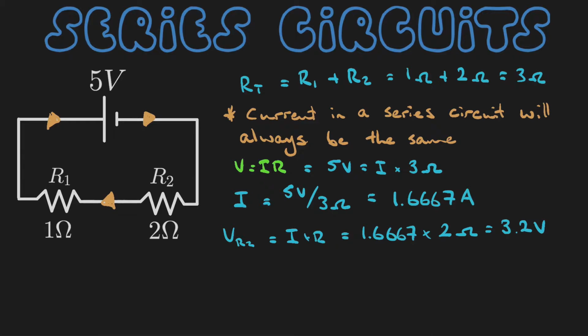And the same deal for the voltage across R1. VR1 equals I times R1, and I should actually put R2 here so you don't get confused, is equal to 1.6667 times, and we know that R1 is equal to 1 ohm, so it's simply times 1 ohm, which equals 1.6667 volts.